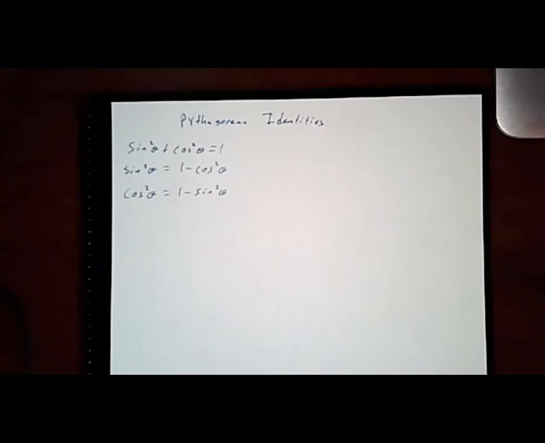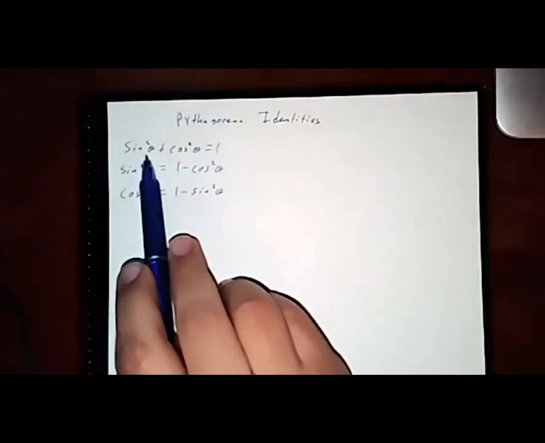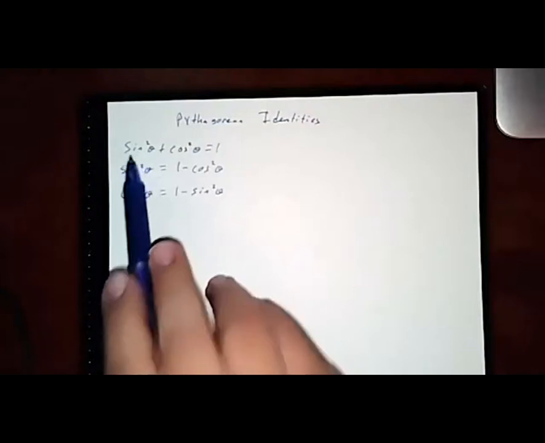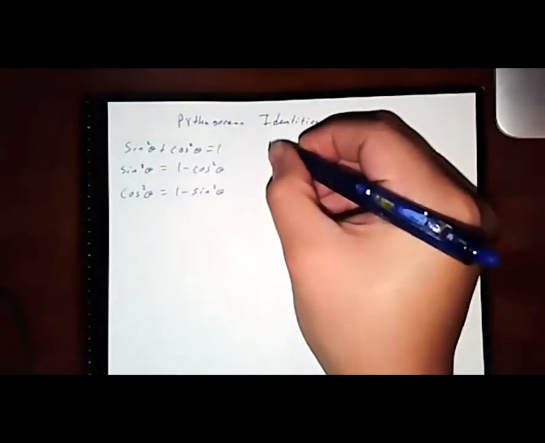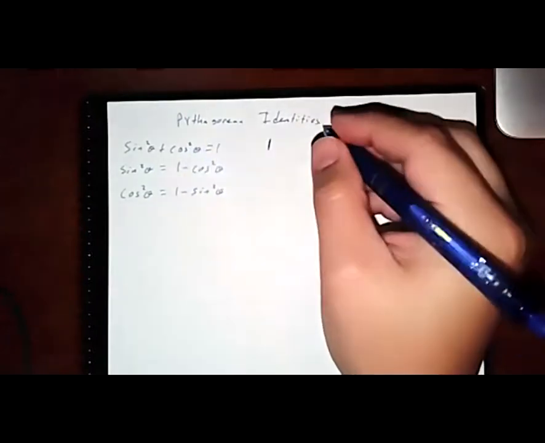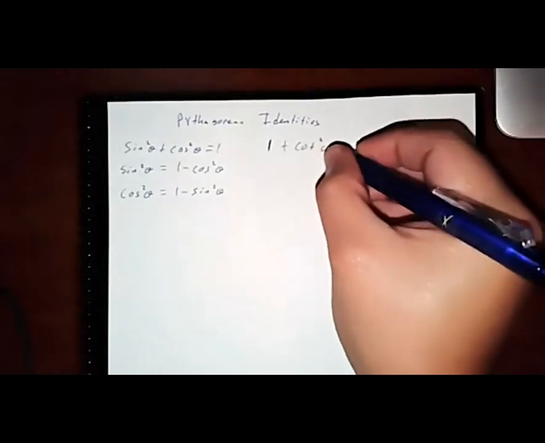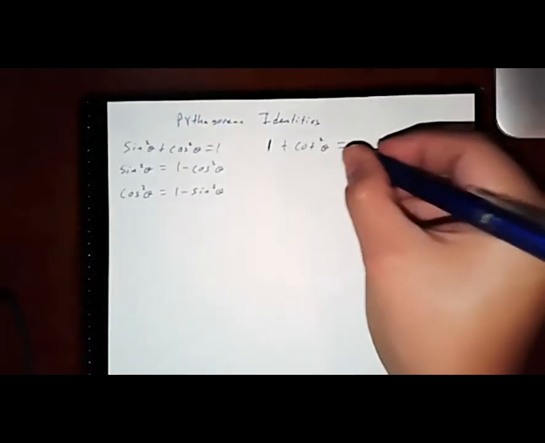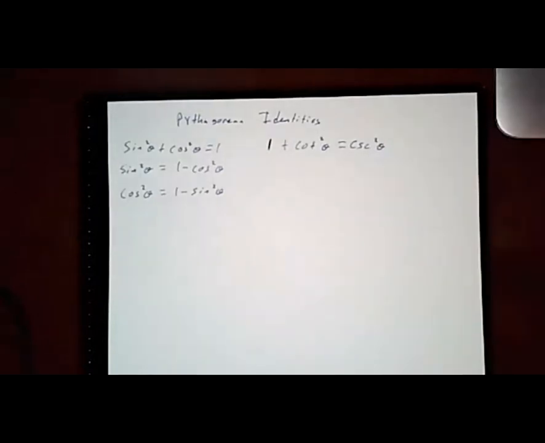Now, if you start dividing things, you'll create more formulas. So if I were to divide the first one by sine squared, you agree that sine squared divided by sine squared will be 1, right? Cosine squared divided by sine squared will be cotangent squared. And you don't have to derive them. I'm just showing you where they come from. I recommend you put all 9 of these on a note card.